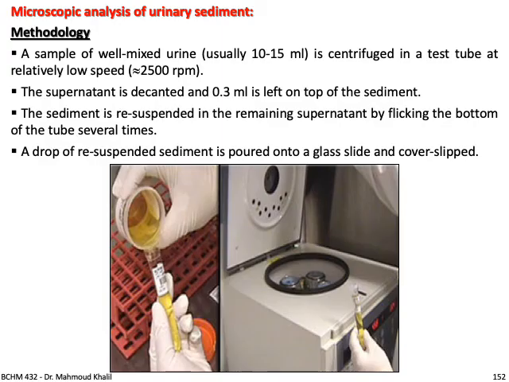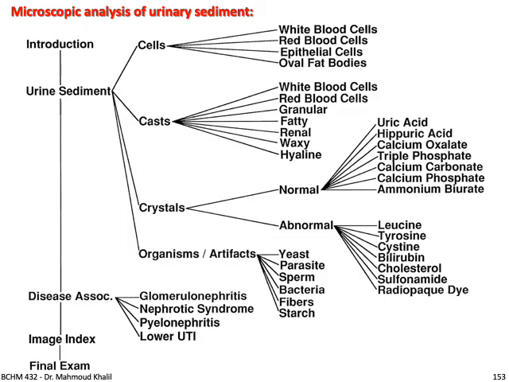Okay, so if we continue the microscopic analysis of urinary sediments, the methodology: normally a sample of well-mixed urine is centrifuged in a test tube at a very low speed. The supernatant is decanted and 0.3 ml is left on top of the sediment. The sediment is resuspended in the remaining supernatant by flicking the bottom of the tube several times. A drop of the resuspended sediment is placed on a glass slide and covered with a coverslip.